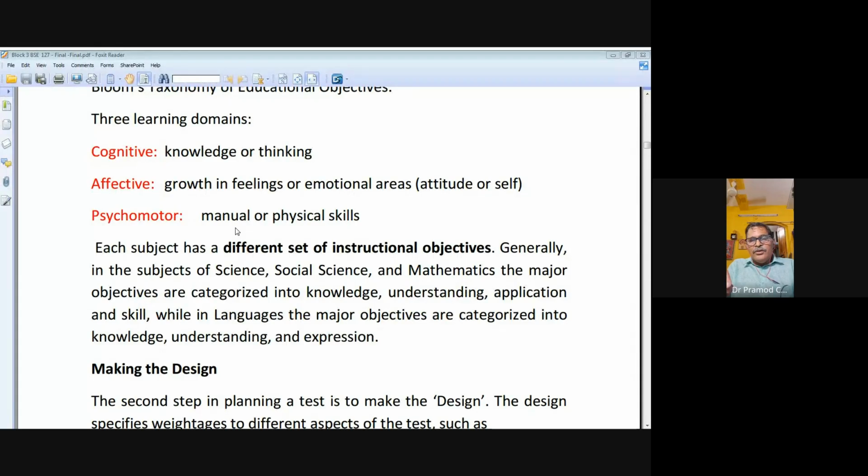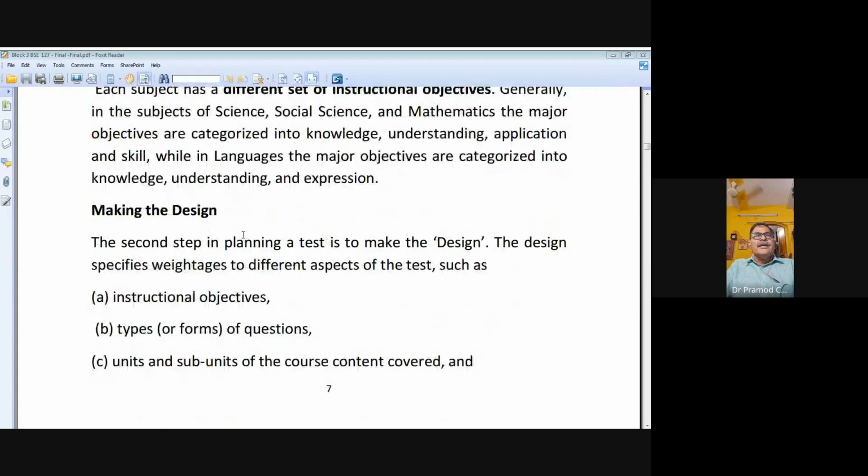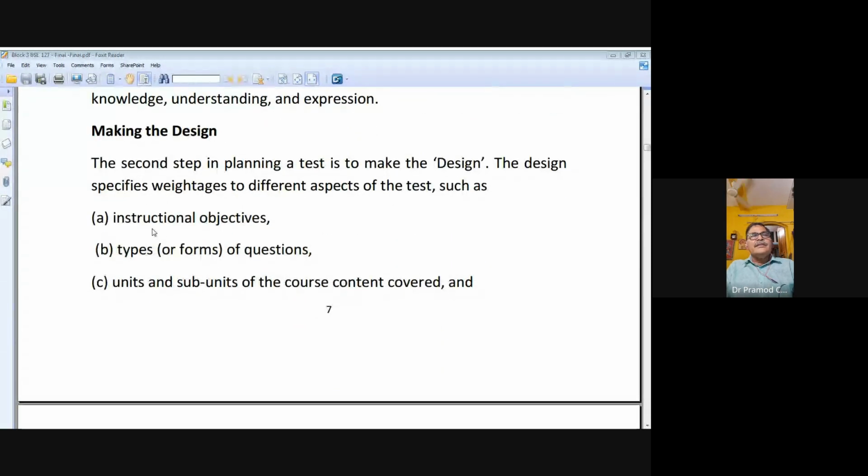because here your motor skills will be applied. You must apply the hands. Then you will have to prepare a design, and in the design you will have to find the instructional objectives, then the type of the questions, and the unit and sub-unit of the course content. So definitely we will have to take 3 dimensions into consideration.